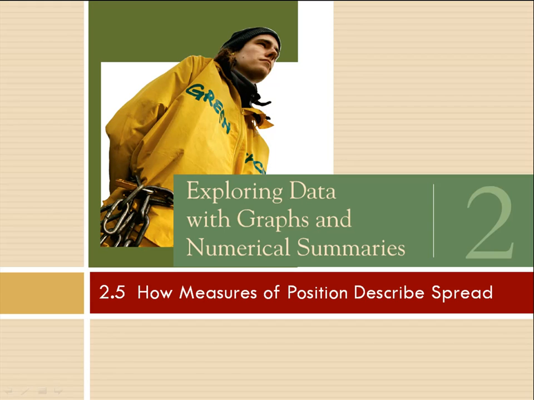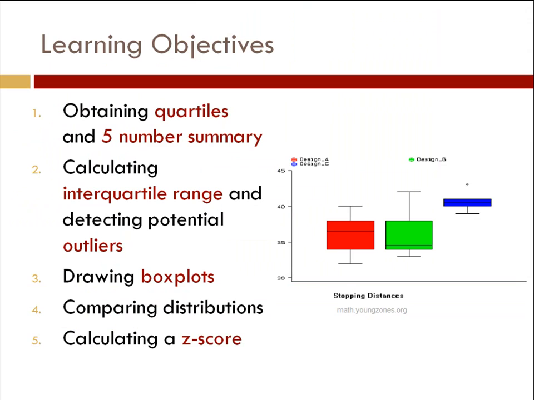In section 2.5, we're going to talk about various measures of position and how they describe the spread of the data. Our objectives include finding quartiles and the 5-number summary, calculating the interquartile range and detecting potential outliers, drawing box plots, comparing distributions, and calculating z-scores.